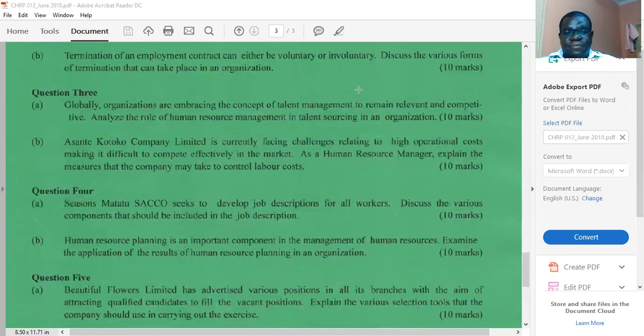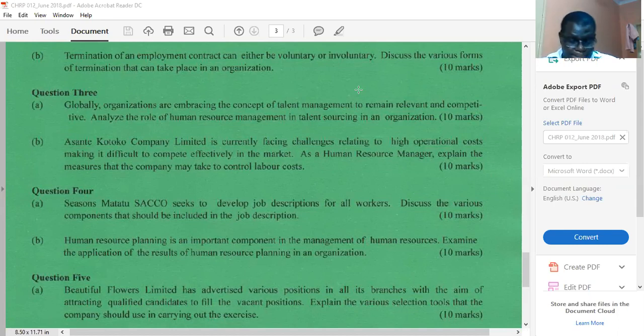Three B. Asante Kotoko Company Limited is currently facing challenges relating to high operational costs, making it difficult to compete effectively in the market. As a human resource manager, explain the measures that the company may take to control labor costs. Five of such measures. Faster, we finish.